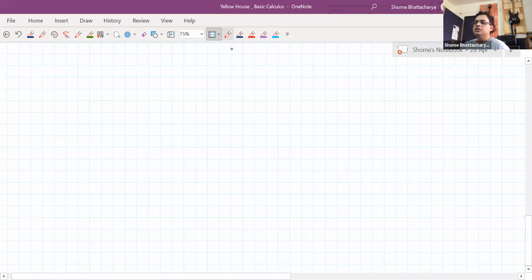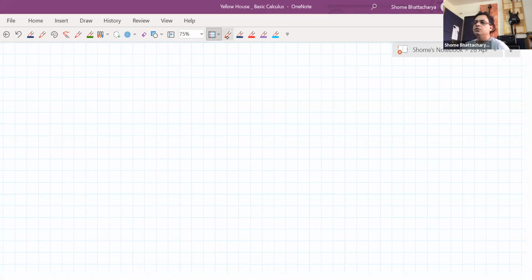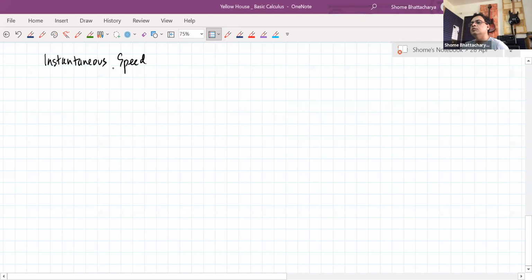So assuming that all this is clear, please let me know if you have any doubts. Now let us come to a much more interesting concept, the concept of instantaneous speed. What do we mean by this term? How do we describe the term instantaneous speed? Yes, anyone wants to elaborate on what is instantaneous speed?